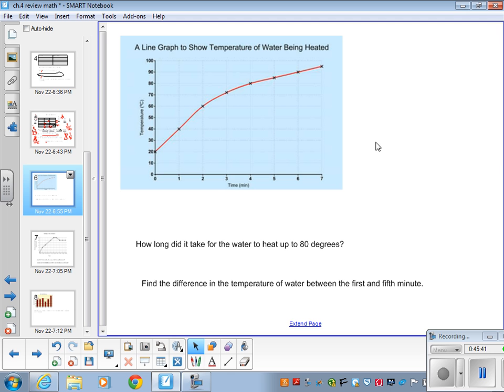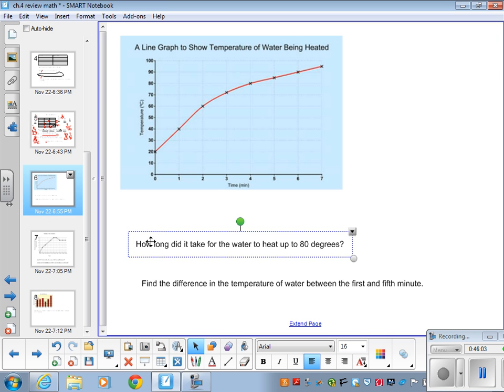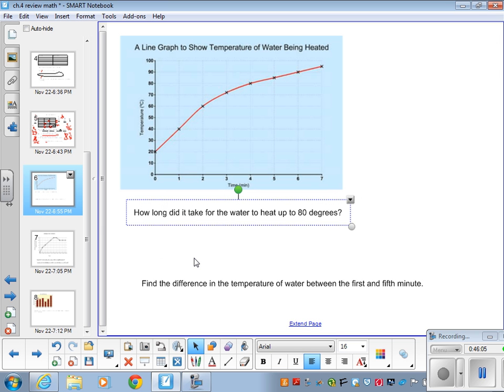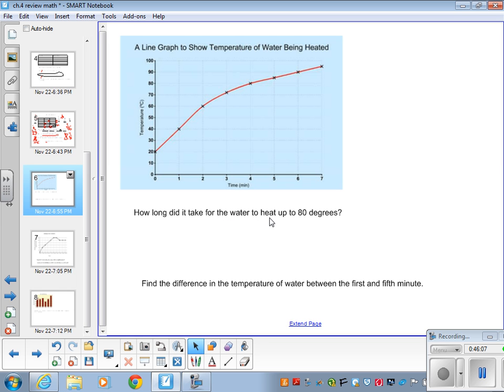Next problem. You might have a problem that looks like this. They give you a line graph. And on this line graph, I see there's time on the horizontal axis and temperature on the vertical axis. And it's titled, A Line Graph to Show Temperature of Water Being Heated. Here we go. How long did it take for the water to heat up to 80 degrees?